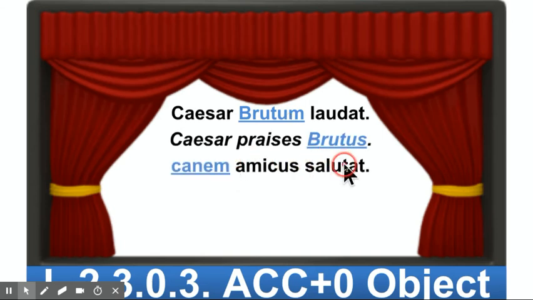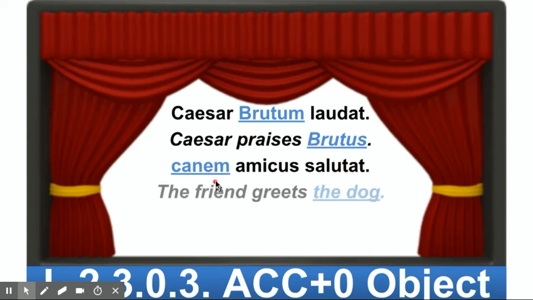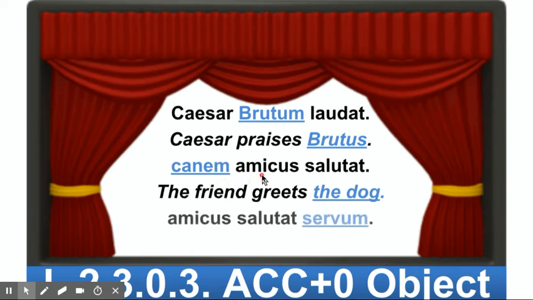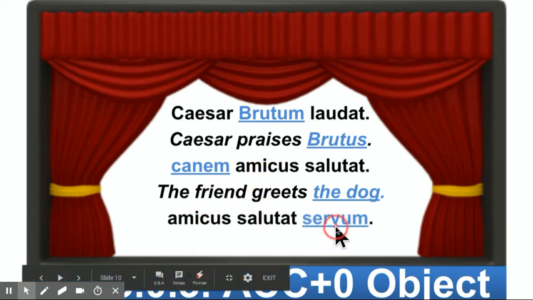Canem amicus salutat. Amicus is the nominative subject phrase. We first go to the verb salutat, greets. Who greets? The friend greets, accusative object phrase, the dog. Word order doesn't matter in Latin. Not really. Amicus salutat servum.